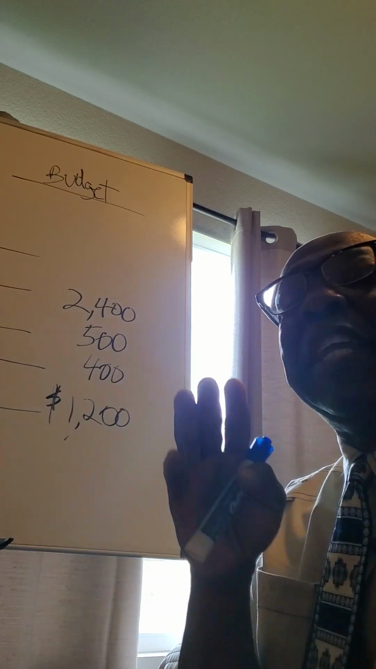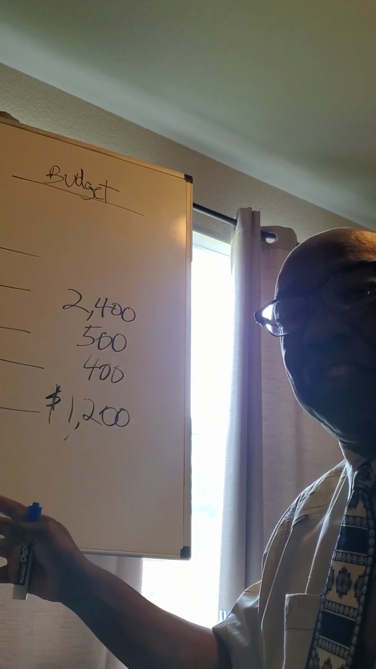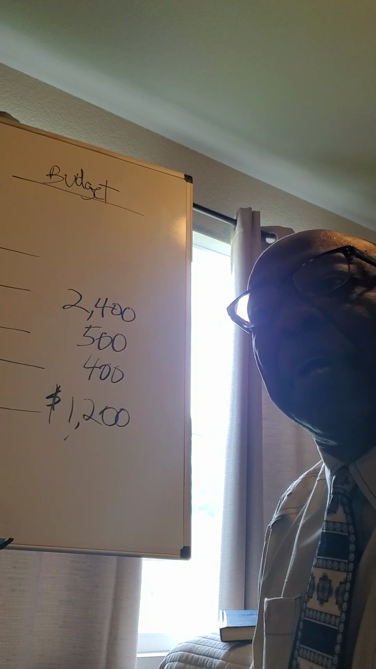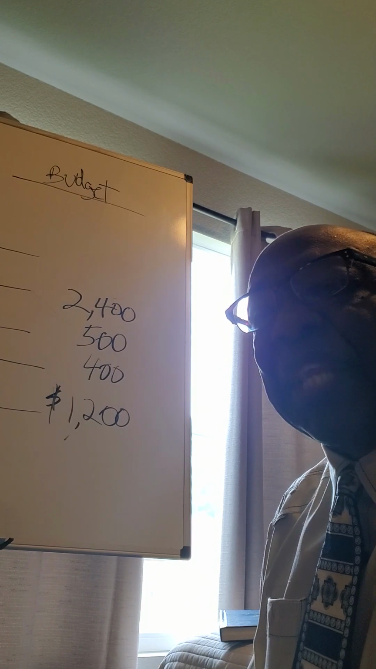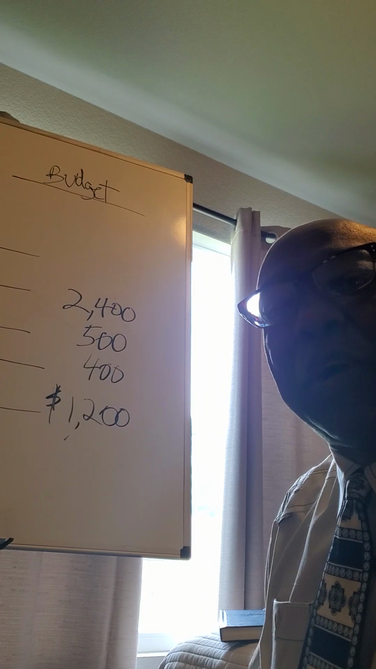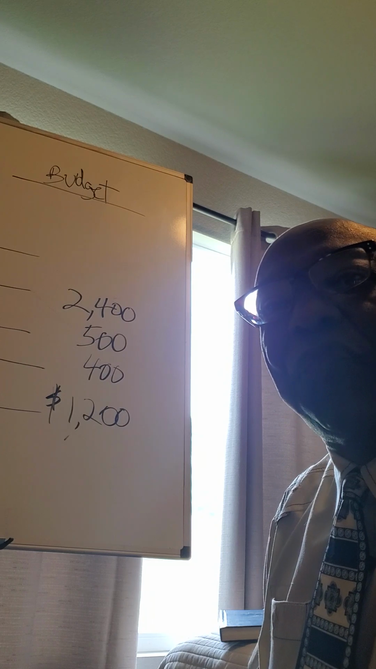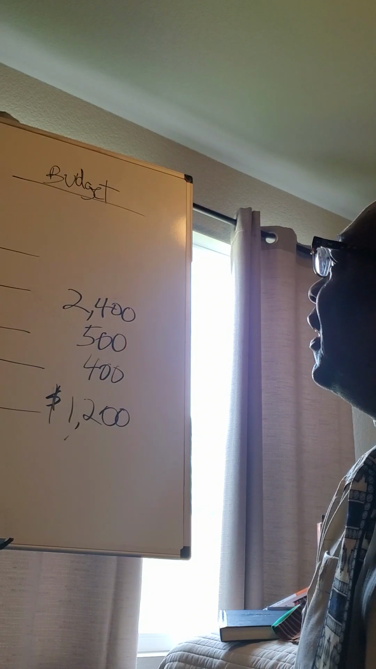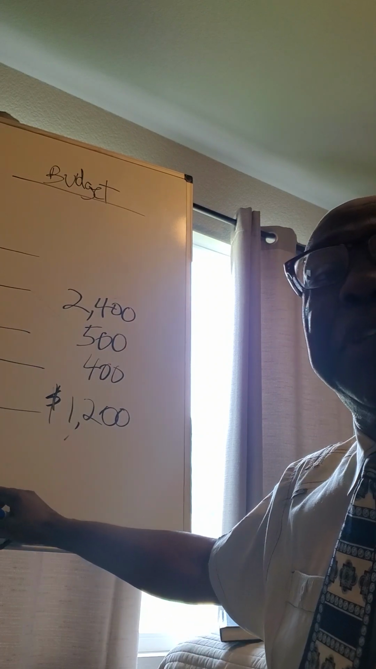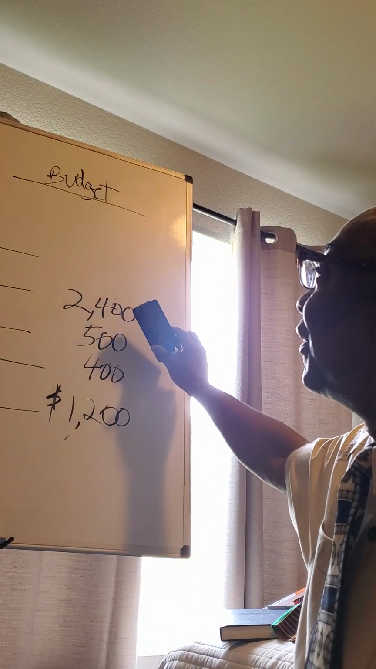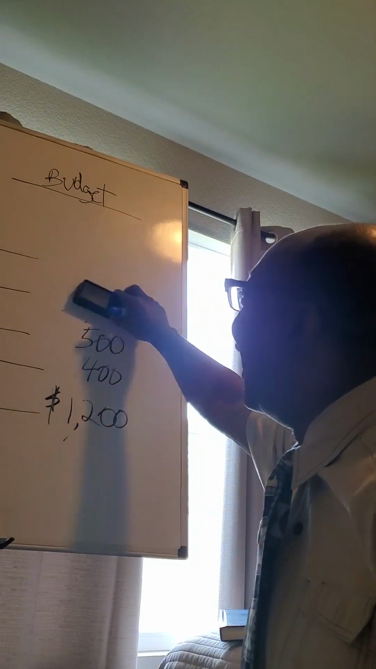So 20, 40, 60, 80, 100. That's pretty normal for me, about $100 a week. And then I got 4 weeks, $400 for a month. And then it's 4 months, 4, 8, 12, 16, about $1,600. So you want me to reduce it to about $1,600? Yes, $1,600. All right.